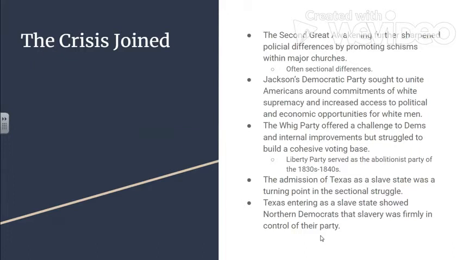Then the Whigs enter the conversation. The Whigs offer an alternative choice to the Democratic Party, but they never build a cohesive voting bloc.